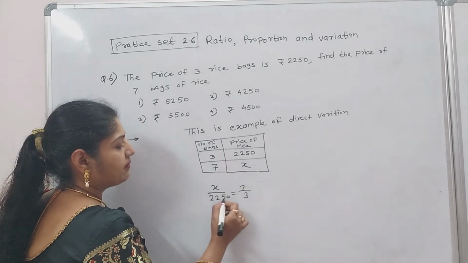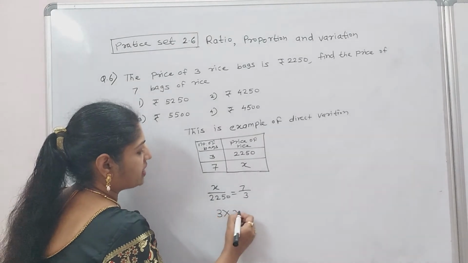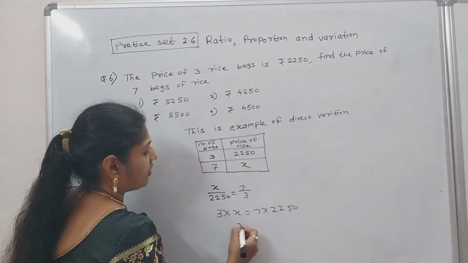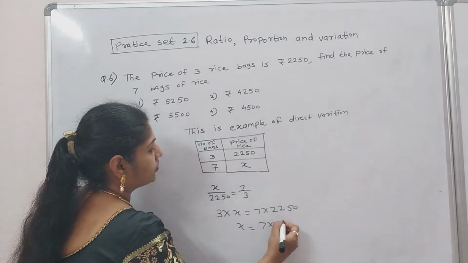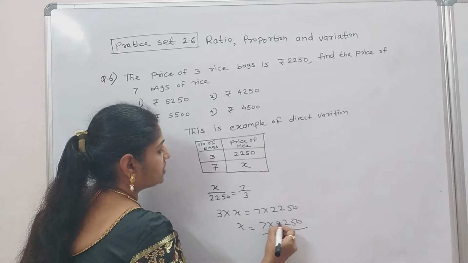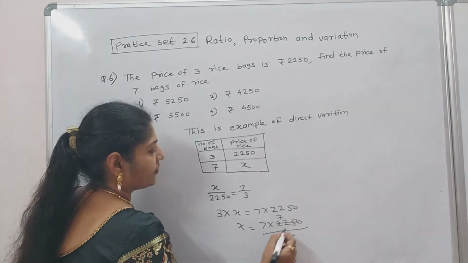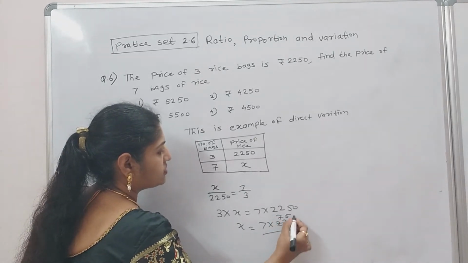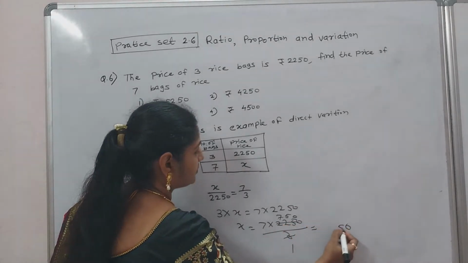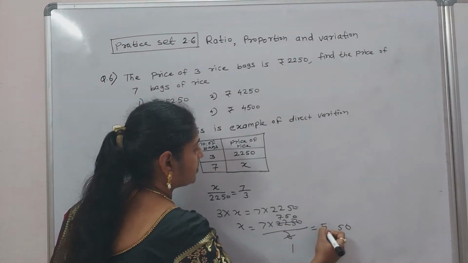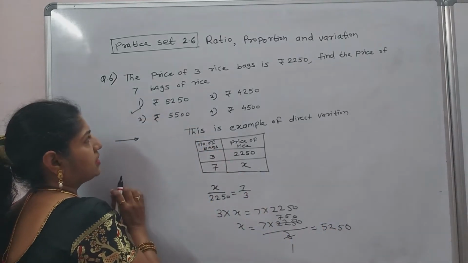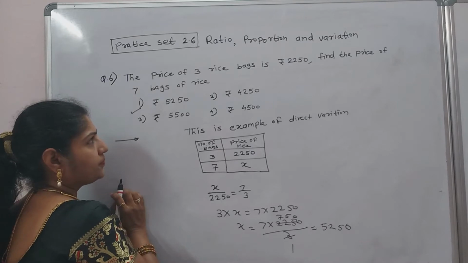By cross multiplication, 3 into x equal to 7 into 2250, or x equal to 7 into 2250 divided by 3. 3 7s are 21. 3 5s are 15, 0. 7 into 750, 5250. Answer is option number 1.